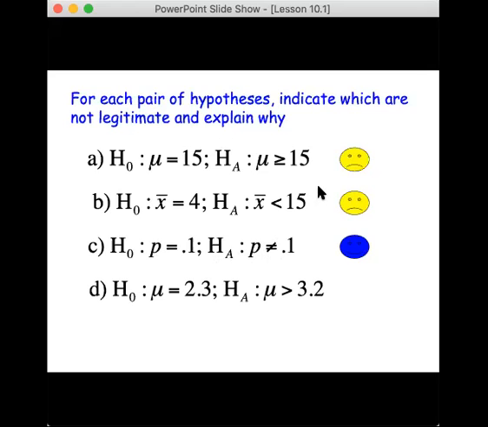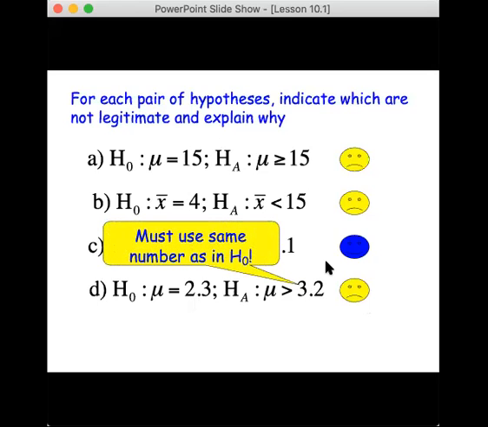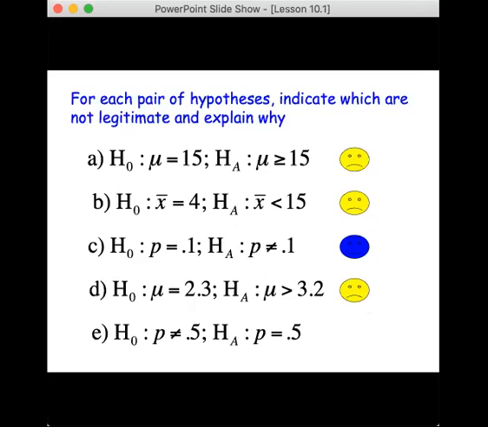Okay. What about this one? Good or bad? Okay, Tiffany, why is this one bad? They have different values. Yeah, so this one, 2.3 and 3.2 are not the same number. If you glanced at it really quickly, you might not have caught that, but it must be the same number. Okay, and the last one, good or bad?